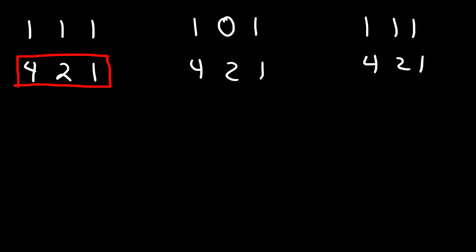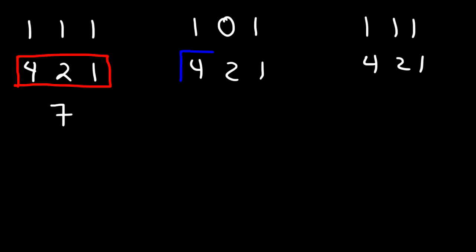Now when dealing with binary numbers in groups of 3, use 4, 2, 1. When dealing with binary numbers in groups of 4, use 8, 4, 2, 1. So for this example, we have a 1 next to all of these. So we need to add up 4 plus 2 plus 1, which is 7.